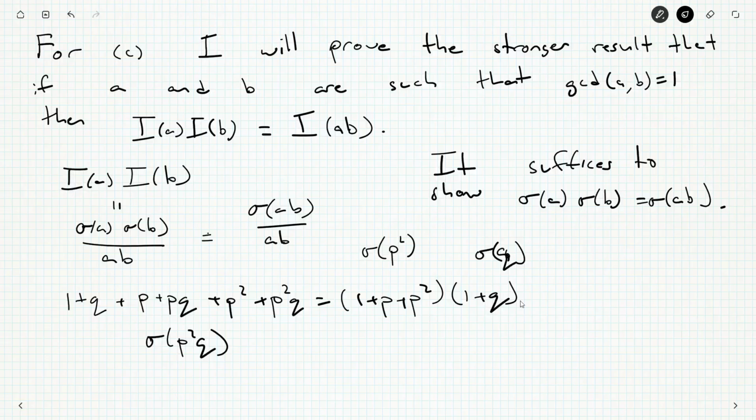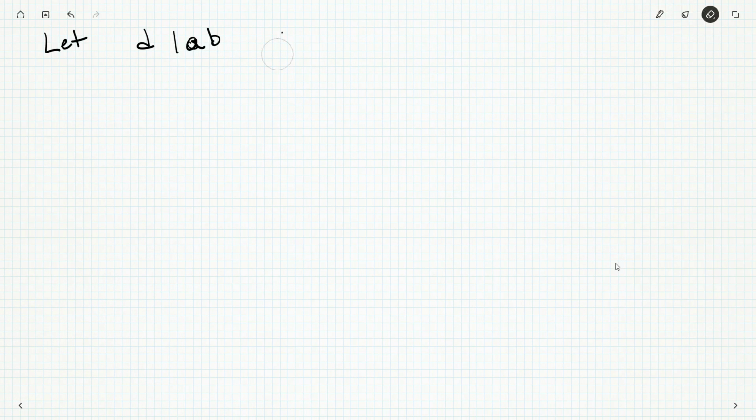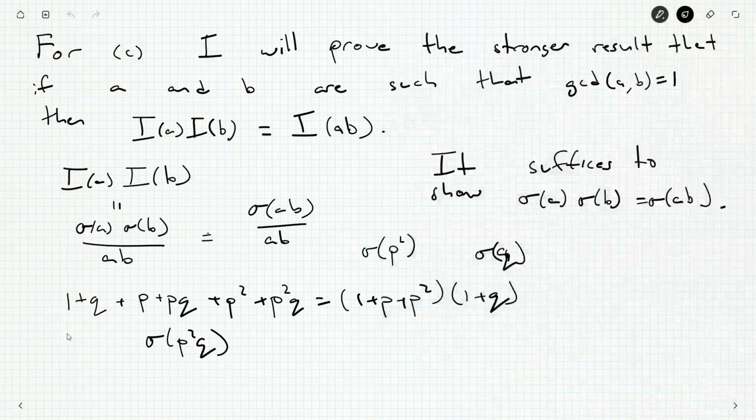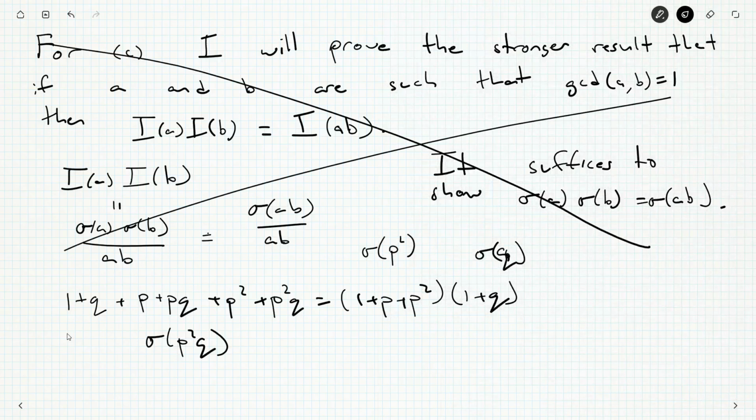So, let D be a factor of AB. Then, actually, you know what? Because I don't want to have to set this up, I think I'm actually going to instead prove the easier result. So let's ignore this. I'm going to do a slightly easier version of this just because I don't want to be messing around with common divisors and things like that.